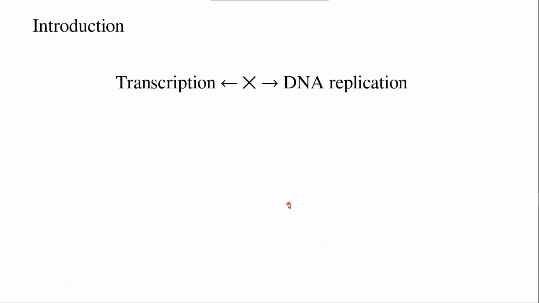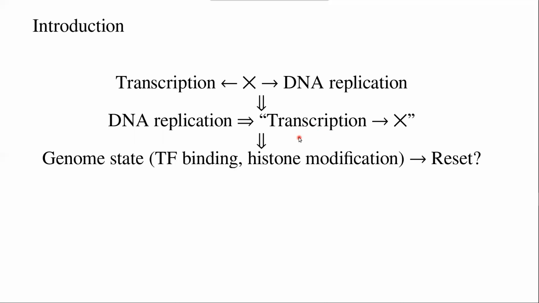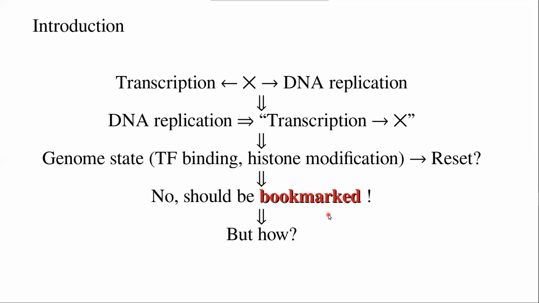So, introduction. Usually, transcription cannot coexist with DNA replication because RNA cannot be transcribed from DNA while DNA replication takes place. Thus, once the DNA replication process has started, transcription must be terminated. But if every time transcription is terminated, the genome state, for example, transcription factor bindings or histone modification, is reset and not replicated to the DNA, it is very ineffective. So the status of the genome during RNA transcription should be bookmarked such that it is quickly recovered after the DNA replication has finished. But how?